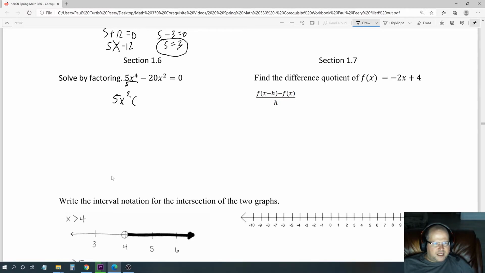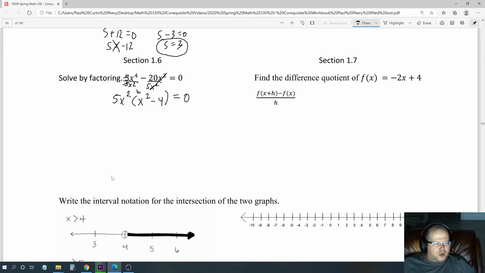Essentially, when we factor, we actually divide these by what we're factoring out. You normally don't write this stuff, you just do it mentally. That's fine, but I'm just writing it out to illustrate what's happening. So the 5 cancels out. The x to the 4th divided by x squared: 4 minus 2 is 2, so I get x squared. Then negative 20 divided by positive 5 gives me a negative 4. And x squared divided by x squared just cancels out, leaving you this.